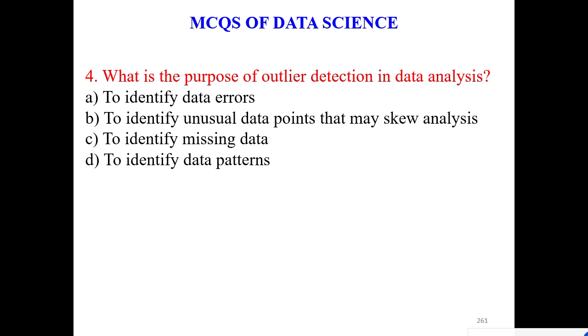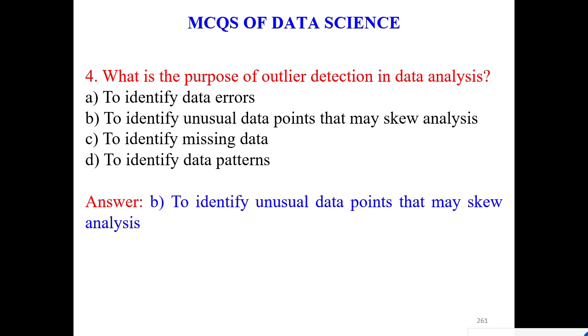Outlier means unusual. It is not normal. That means to identify the unusual data points that may skew analysis, like abnormal behavior. You told previous day also, sir. In an ATM, suppose one person suddenly withdraws 15 lakhs. Everybody gets a doubt why he is withdrawing this much amount, like abnormal behavior, unusual data.